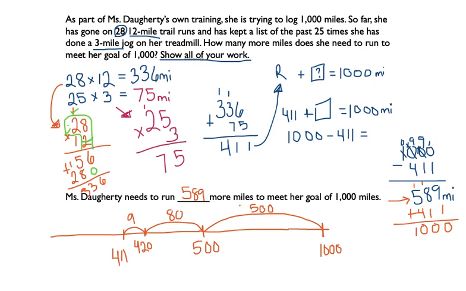Then across the top here, I can add up my jumps and see that the total number of miles she needs to go to get from 411 up to 1,000 is 589. I just add those up. And both of those ways will get you the right answer. That is the beauty of math. So many different methods, all leading to the one same answer.